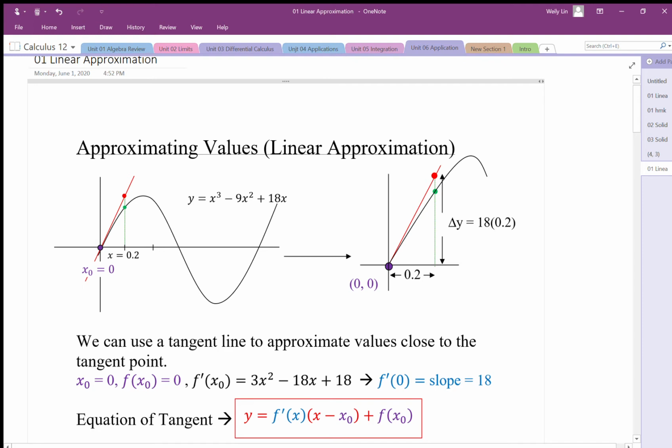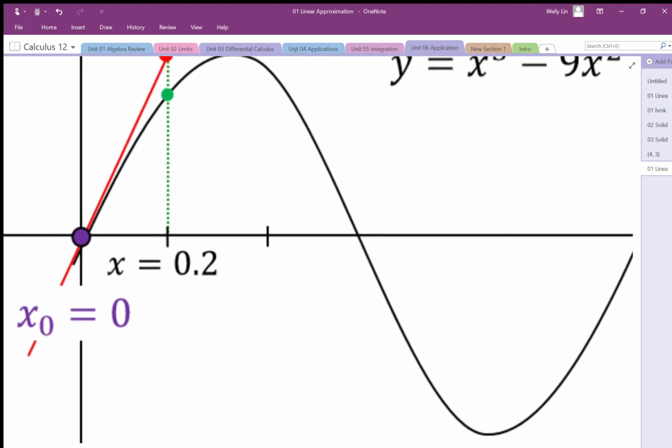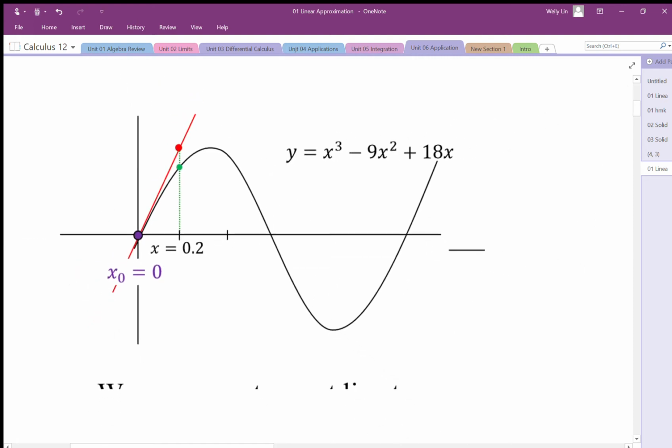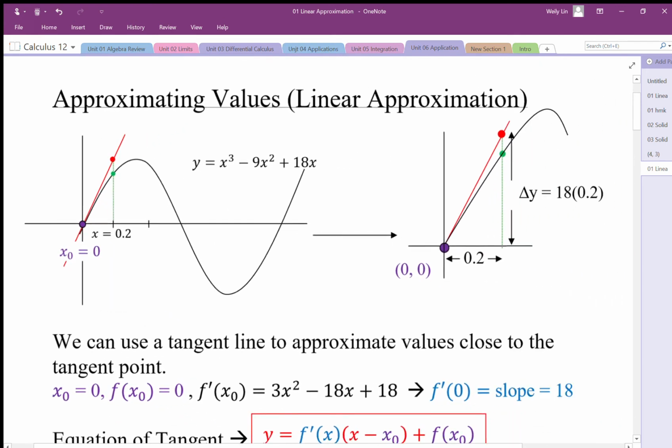Okay, so this is a big idea in that as we zoom in, any curve starts to look more straight. So this straight line, the red line here, is an approximation of our curve as long as we're close enough to the point of tangency. Okay, so that's the main idea here that we want to make sure we understand.